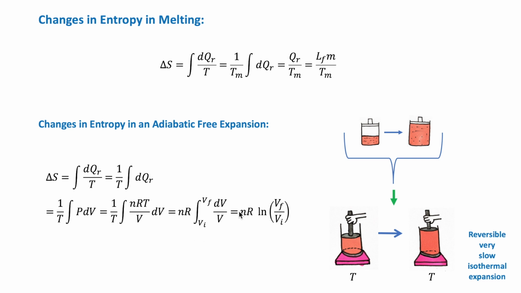For an isothermal process, we know that dQr is equal to minus dW, the work, and is equal to PdV. And from that, you can find that delta S is equal to nR ln V final over V initial. And since V final is greater than V initial, it follows that delta S is positive.